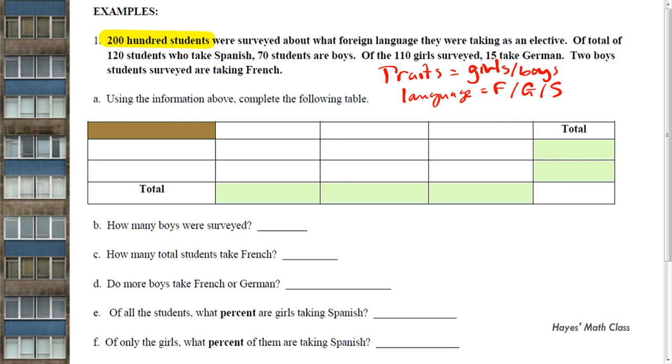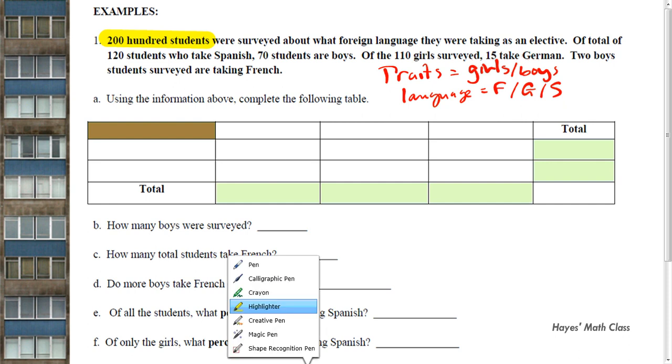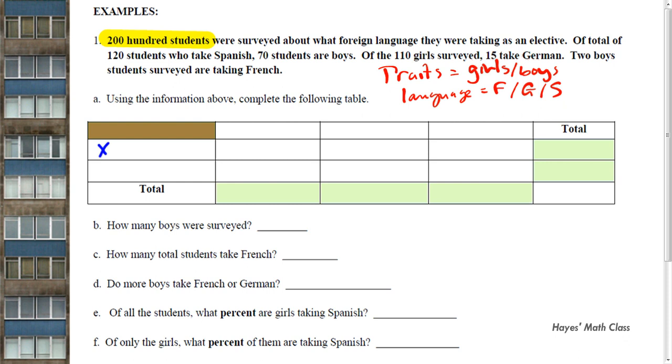So in terms of setting up the table, we've got 2 items over here. So we've got 1, 2 places here, so that's going to be where our gender goes. And then we've got 1, 2, 3 spaces across the top, which is going to be our languages. So let's see, who did they mention first? 70 are boys. Okay, so we'll put them first. So we got boys and girls. And then we've got Spanish is mentioned first in the dialogue. And then we talked about German. And we talked about French.